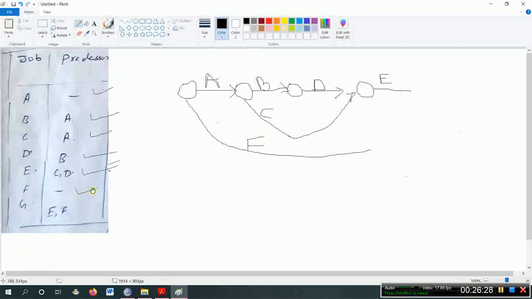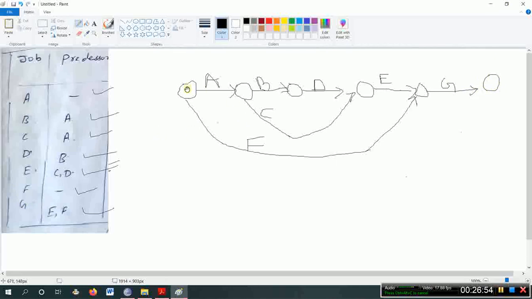Next, this is over. So after completing E and F, G has to start. So close these two activities, start G. This is over. So this ends all the given activities. So end up here.